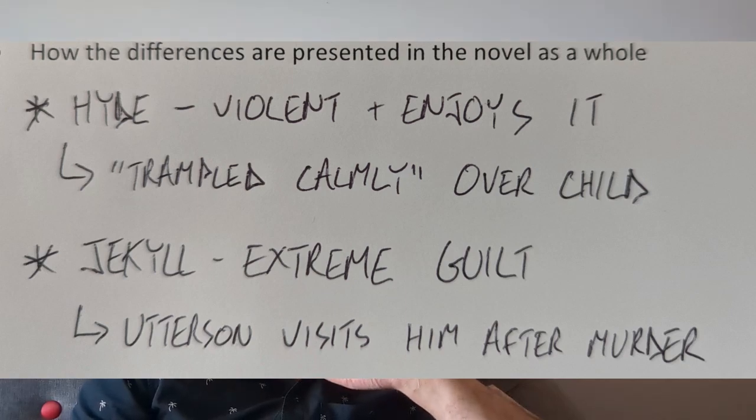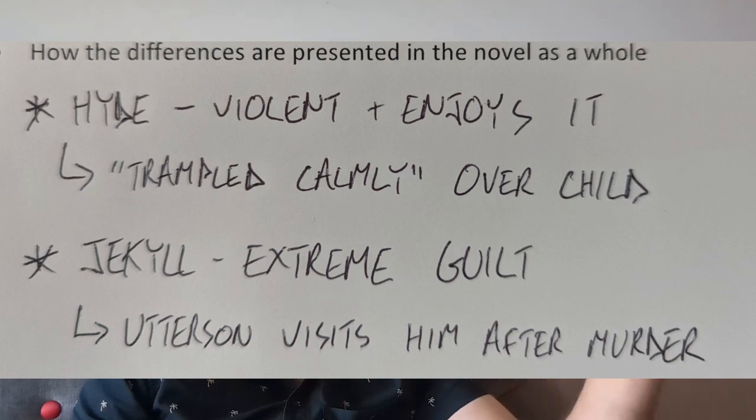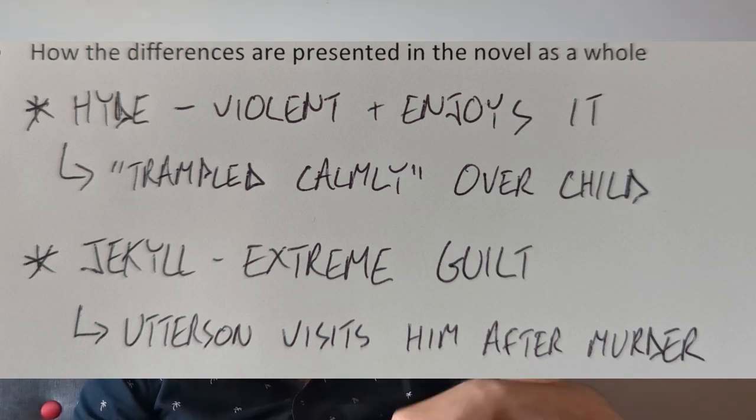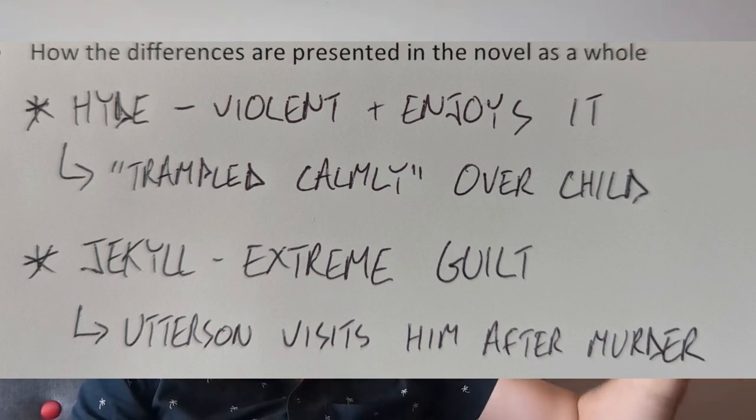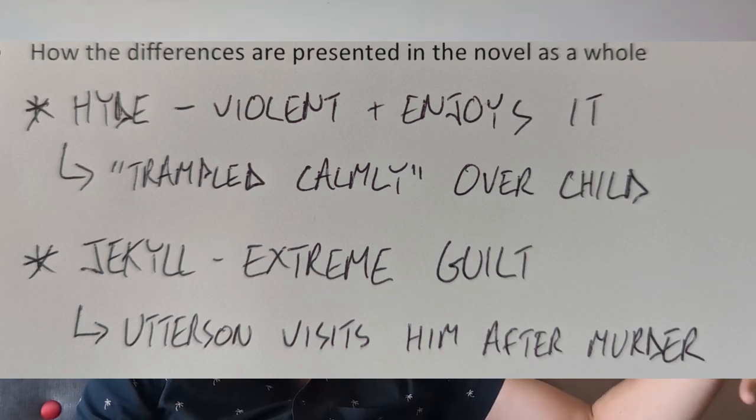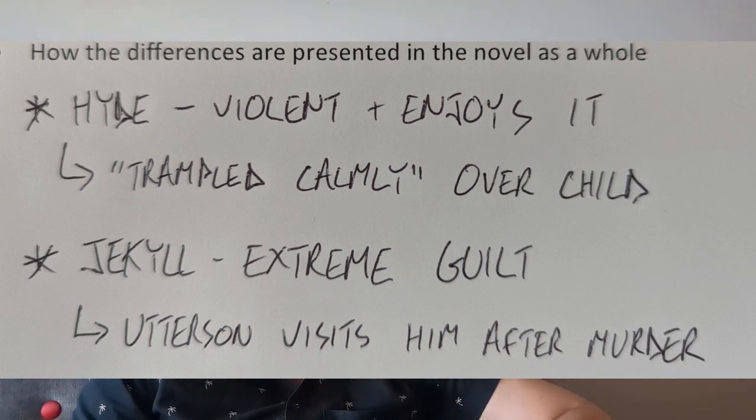And what I've got in here is a quotation that I've learned. You're not going to have the novel with you in the exam, so you're going to have to learn quotations that you can use. I'm going to talk about him trampling calmly over this child, which is a similar sort of thing, right? It's very, very violent, tramples over a kid, but he's very calm when he does it. Not really enjoying it, but a similar sort of idea, right?